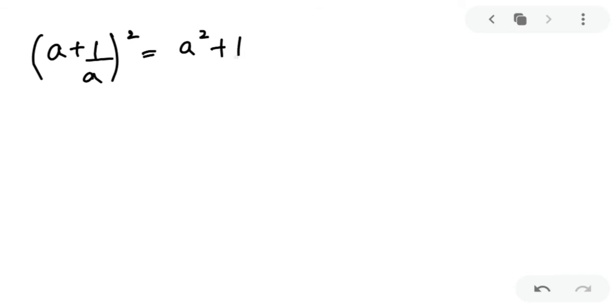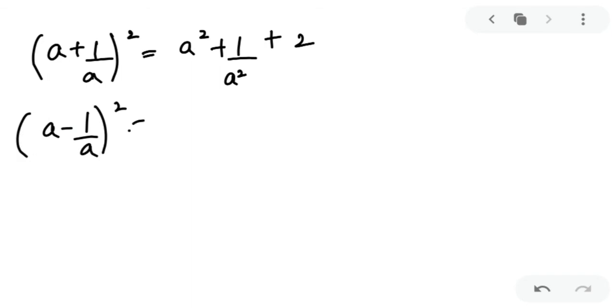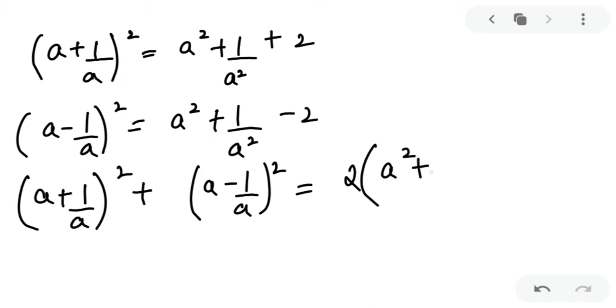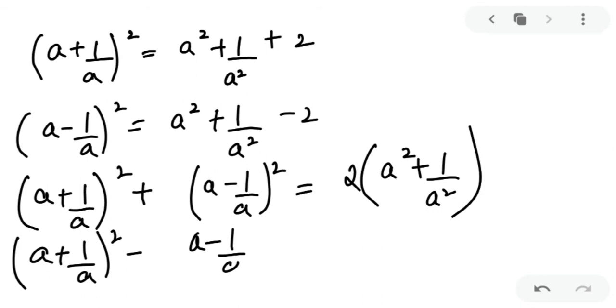Next are similar square identities. (a + 1/a)^2 will be a^2 + 1/a^2 + 2. (a - 1/a)^2 will be a^2 + 1/a^2 - 2. My dear kids, when I add these both, I will get 2(a^2 + 1/a^2). But if I subtract them, (a + 1/a)^2 minus (a - 1/a)^2, I will get the answer 4.